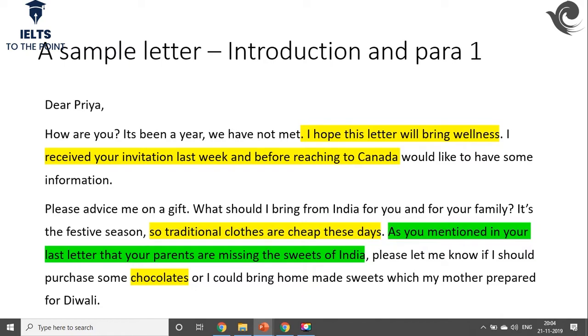Alright, so this sentence is full of too many ideas which are not at all connected with each other. See, this sentence starts over here, as you mentioned in your letter that your parents are missing the sweets of India. Please let me know if I should purchase some chocolates or I could bring some homemade sweets which my mother prepared for Diwali. I mean, it's too many ideas in one sentence. If you have two different ideas, probably they are in the same context. Please have separate sentences so that logically they make sense.